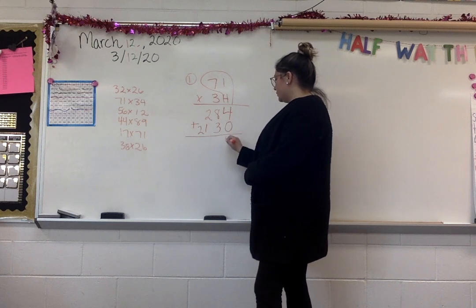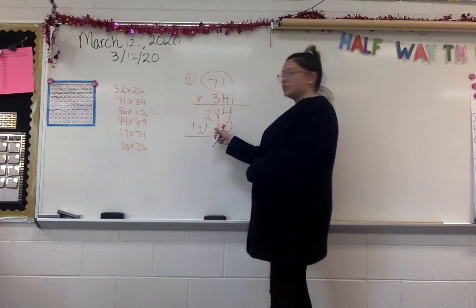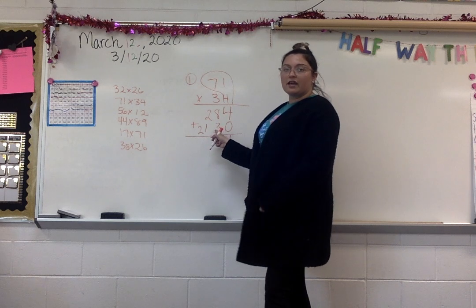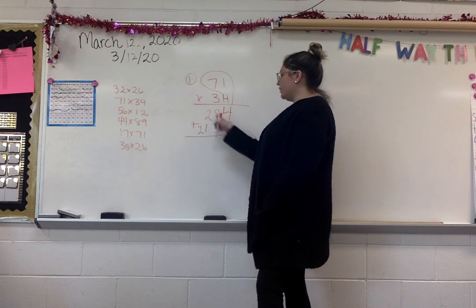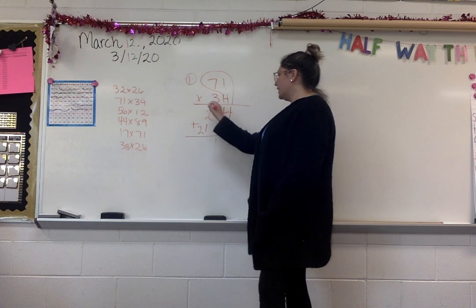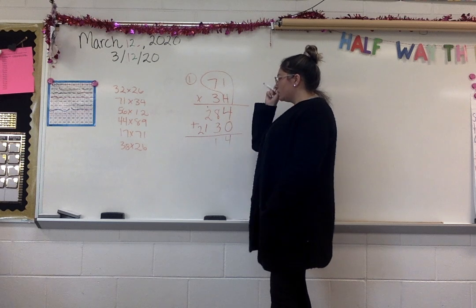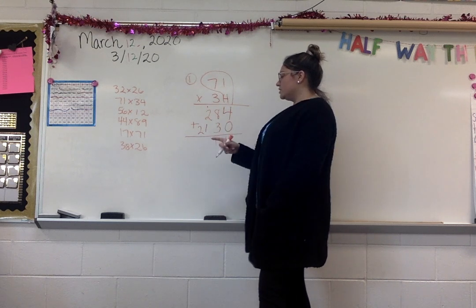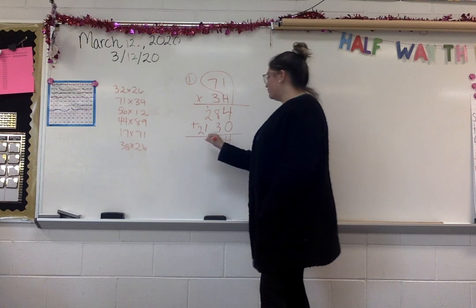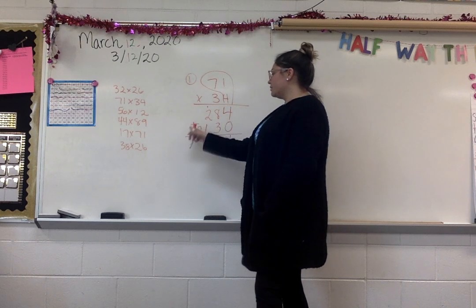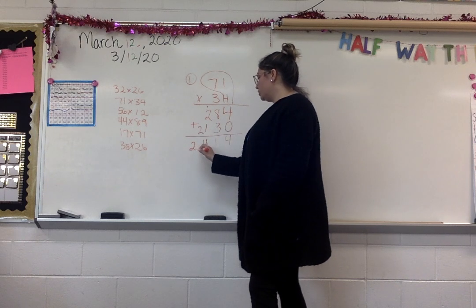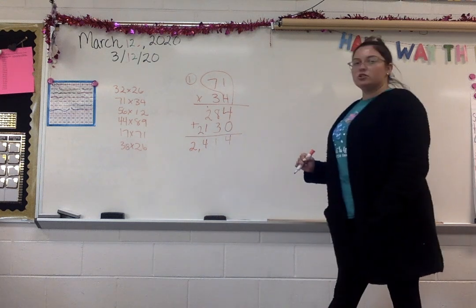So 4 plus 0 is 4. 8 plus 3, just like we reviewed yesterday, you have to carry the 1, or regroup. So 8 plus 3 gives me 11, and I'll carry my 1 over here. 1 plus 2 is 3, plus 1 is 4, and nothing plus 2 is going to give me 2. So your answer should have been 2,414.